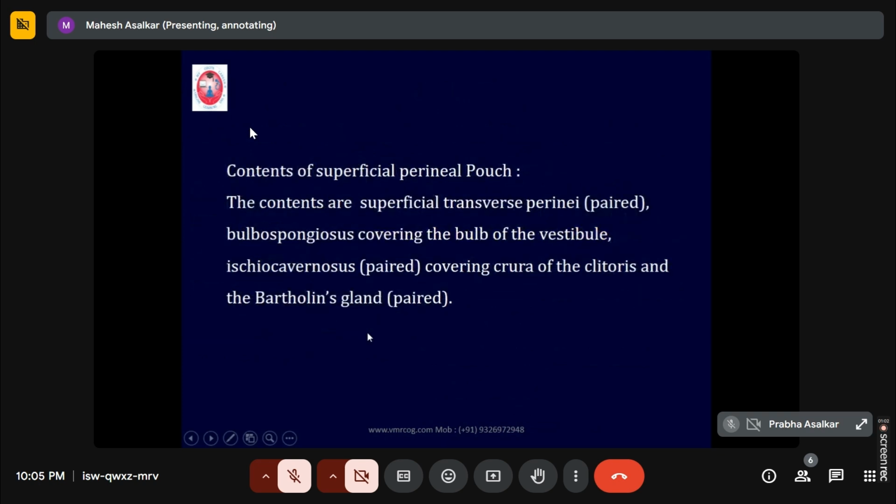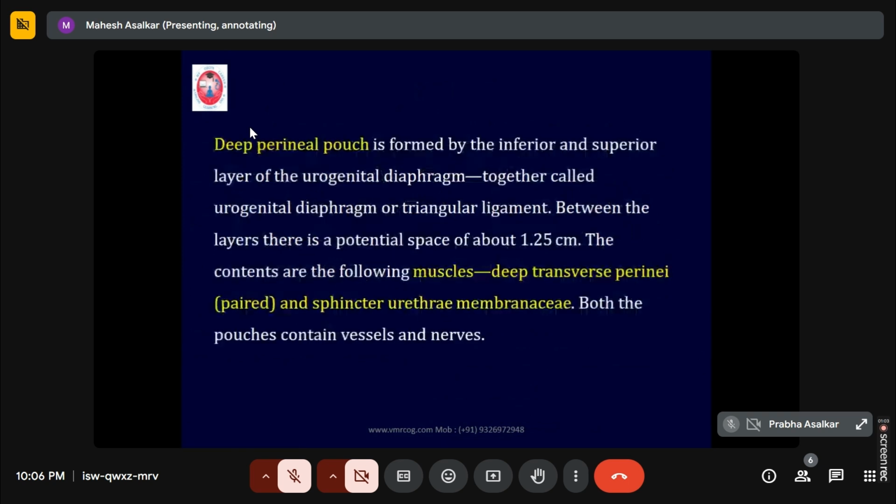Now, what are the contents of the superficial perineal pouch? The contents are the superficial transverse perineum, which is a paired muscle, then the bulbospongiosus muscle covering the bulb of the vestibule, then the ischiocavernosus, again a paired muscle covering the crura of the clitoris, and the Bartholin's gland, which is also paired. So these are the contents of the superficial perineal pouch. That is the superficial transverse perineum, which is paired. Then there is the bulbospongiosus covering the bulb of the vestibule. Then there is the ischiocavernosus, which is paired, covering the crura of the clitoris, and the Bartholin's gland, which is paired.